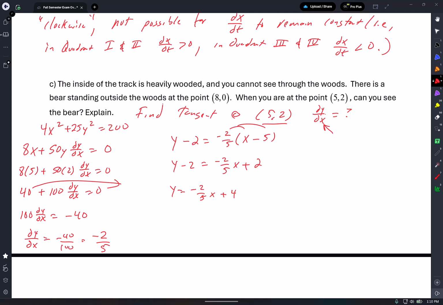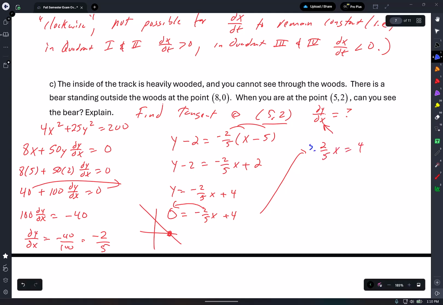Now, where does this tangent line cross the x-axis? Well, whenever you cross the x-axis, guys, the y value is 0. So I'm going to set that equal to 0: negative 2/5 x plus 4. And I'm going to move that to the left. Like I said, you could have just solved it up there, but no big deal. So I have 2/5 x equals 4. And then I'm just going to multiply by the reciprocal, 5 over 2, whatever you do to one side, you do to the other. And then you get x equals, 2 goes into 4 twice, and I get x equals 10.